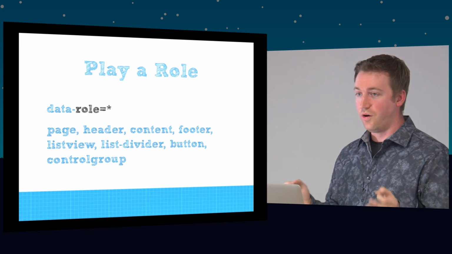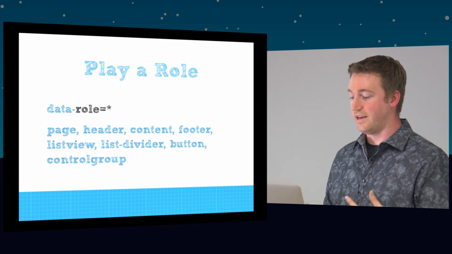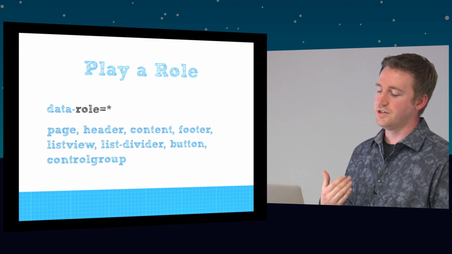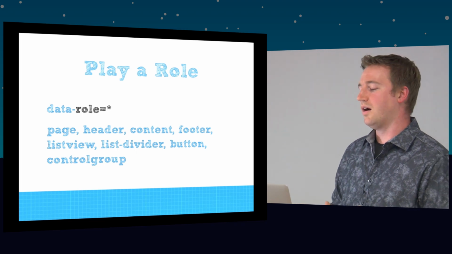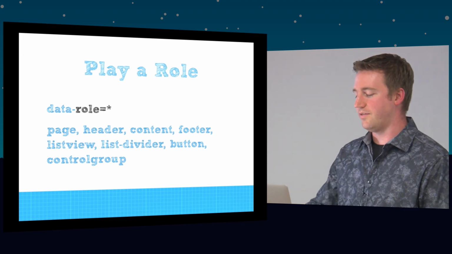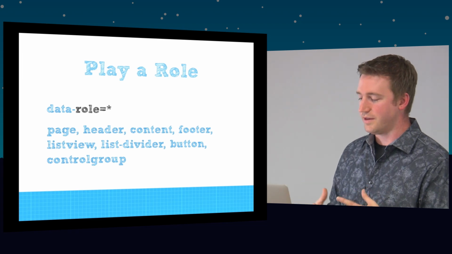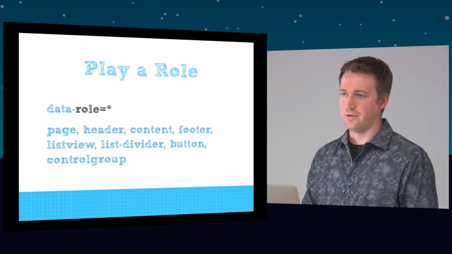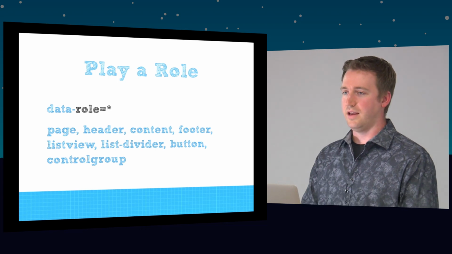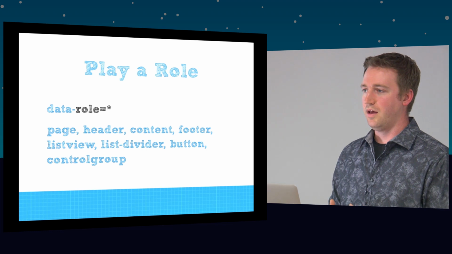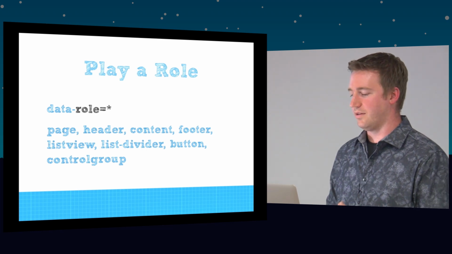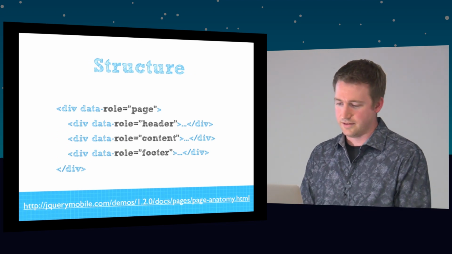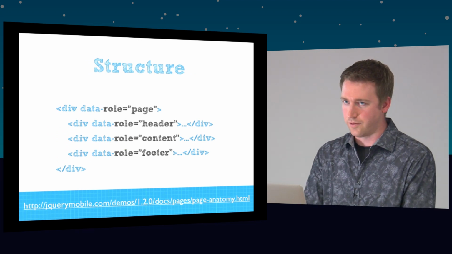In this case, there's all these different roles. So you can use data-role to specify different sections of your page. So you've got your page, you've got your header, content, footer, list view, list divider, there's just all these different roles, and that's how jQuery Mobile works. It looks at your role, and then it will generate some markup and make that behave a little bit differently. It'll enhance it, right?